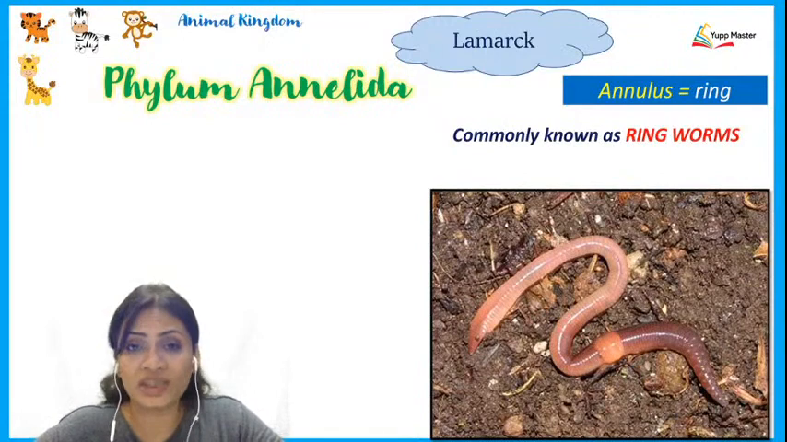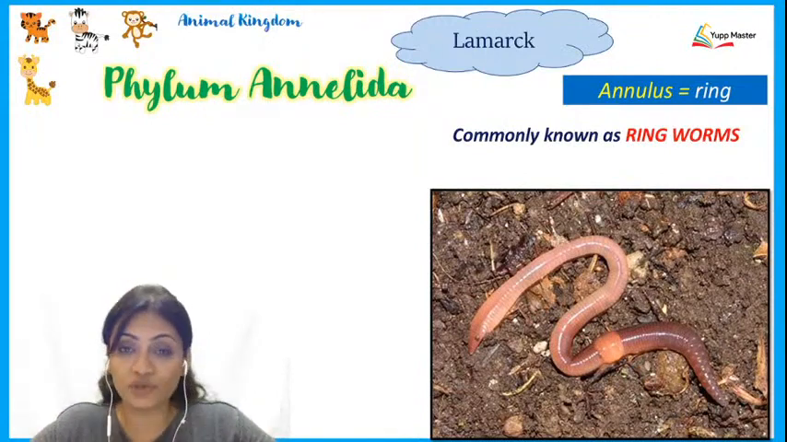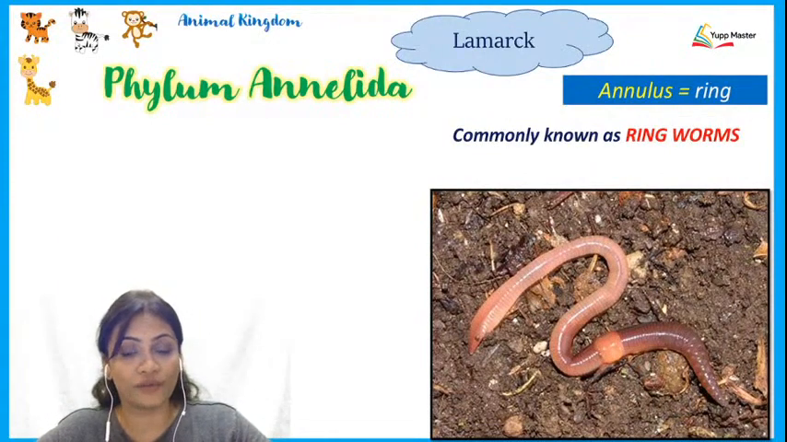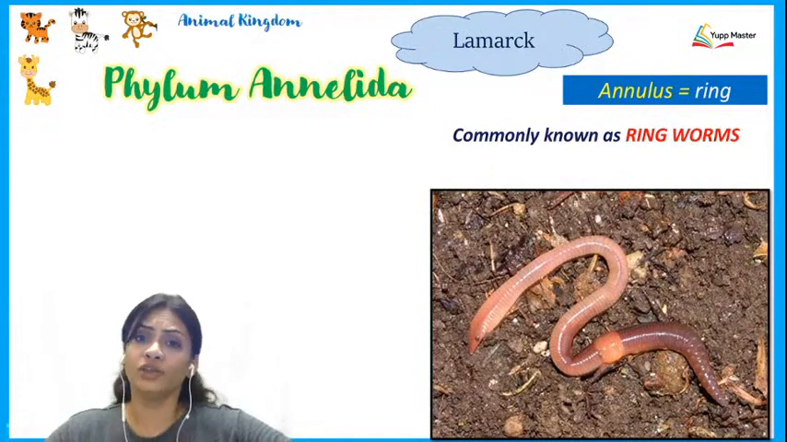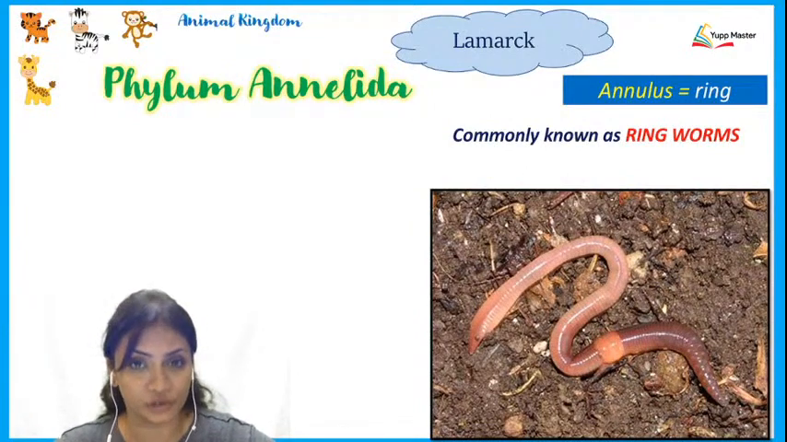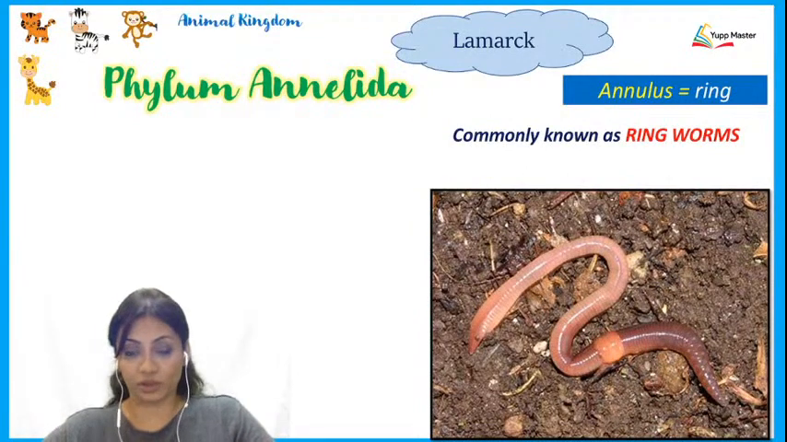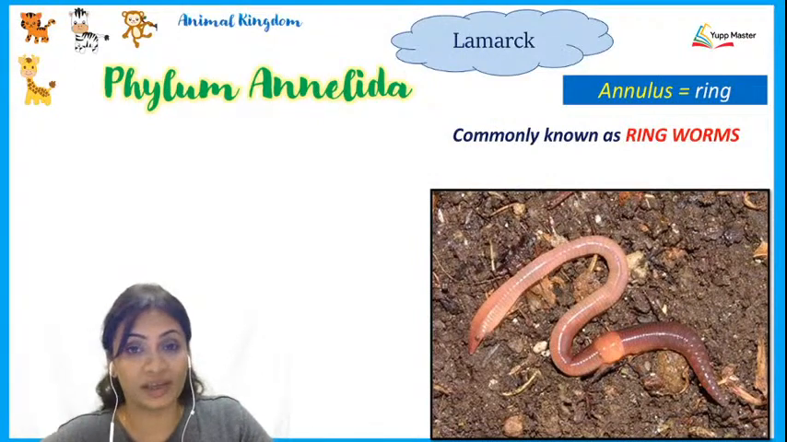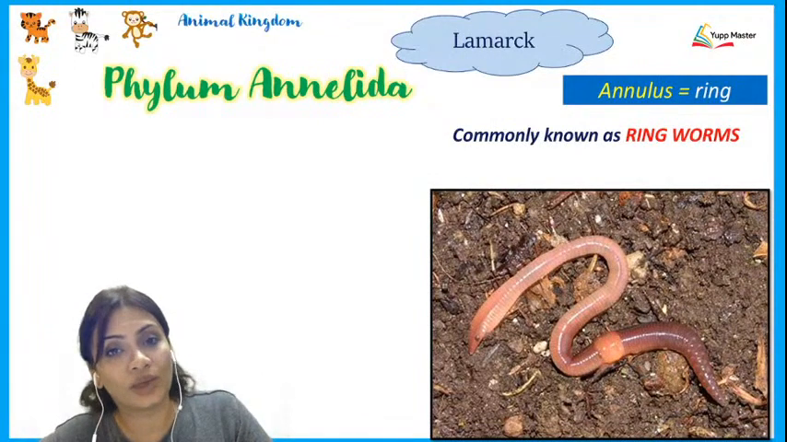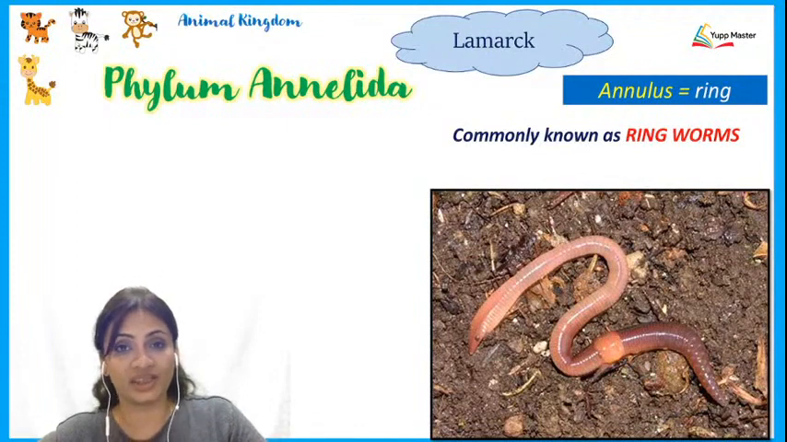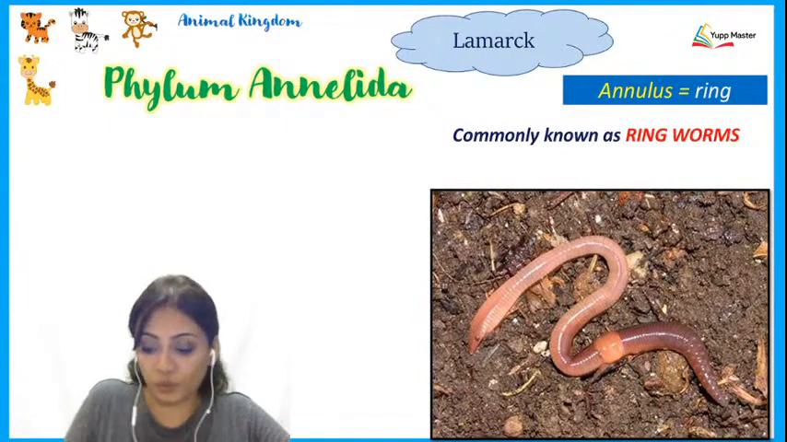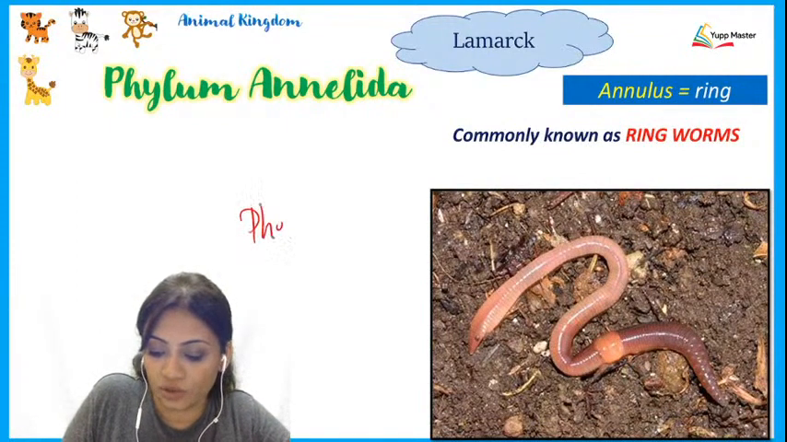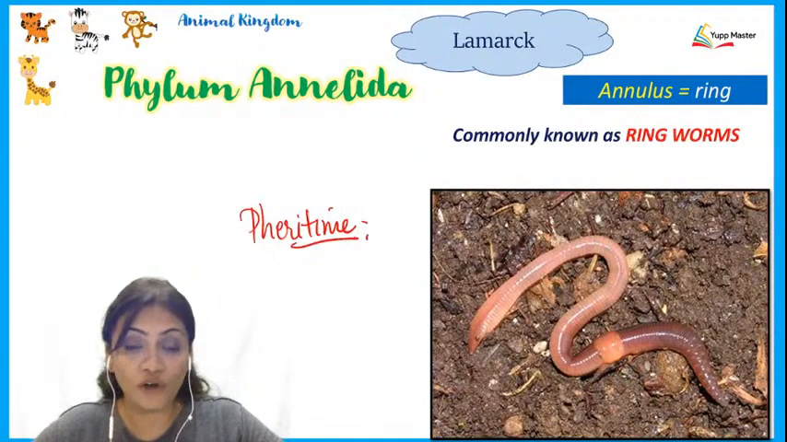The most important example belonging to phylum Annelida would be the earthworm. You need to know the scientific name of the earthworm, because in many MCQs, they're not going to give you the name earthworm, but will only mention the scientific name, and that would be Pheretima. So, Pheretima is the scientific name of the earthworm.